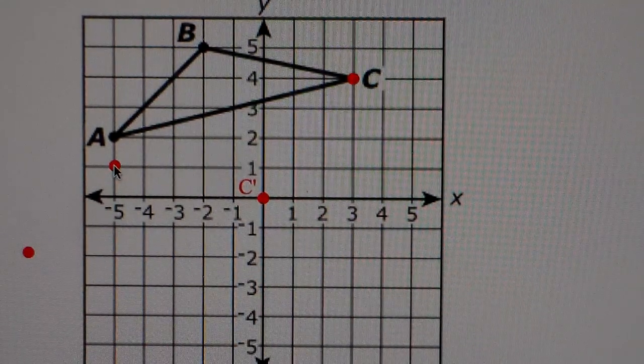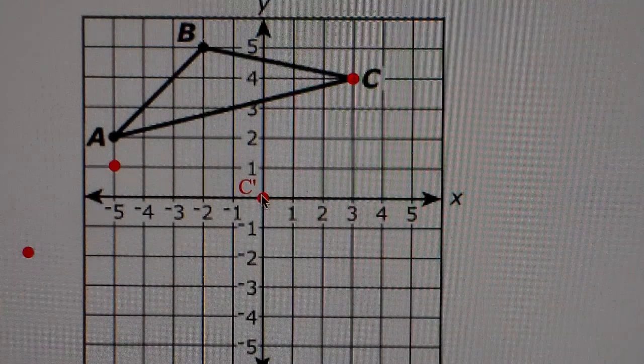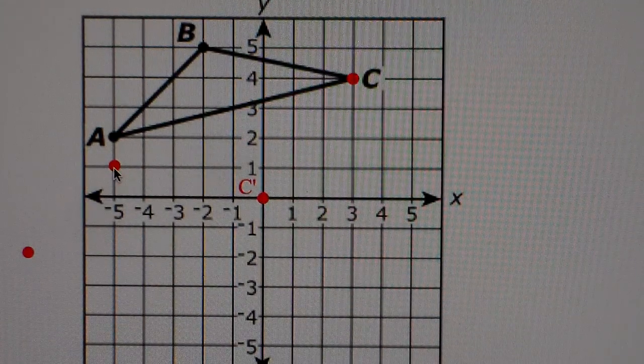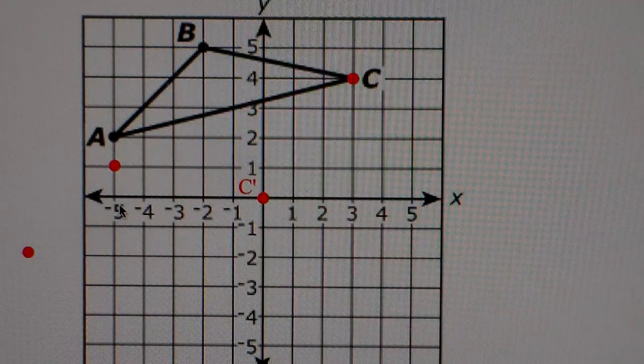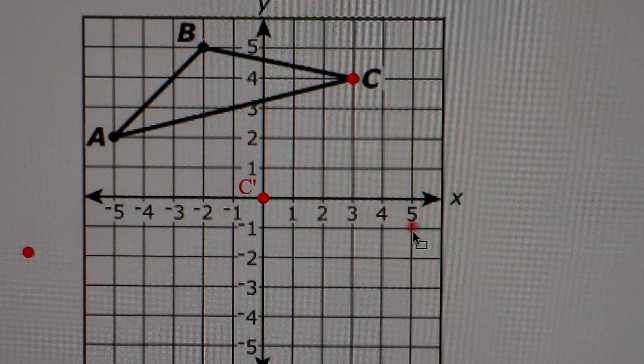Next, we're going to take this B, or the middle stage of B, which is (negative 5, positive 1), and we change the signs to (positive 5, negative 1). So we're going to go positive 5, negative 1, and that's our B prime.